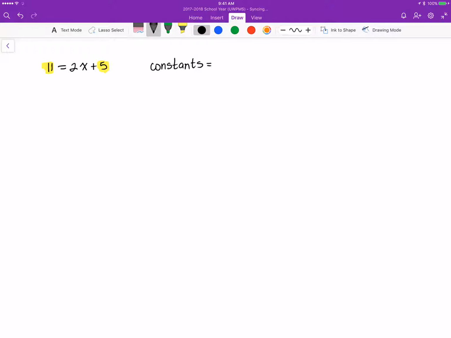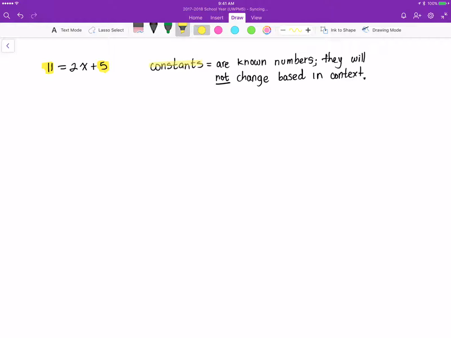Our constants are known numbers. They will not, here's the key word, not change based on context. That I call a constant.